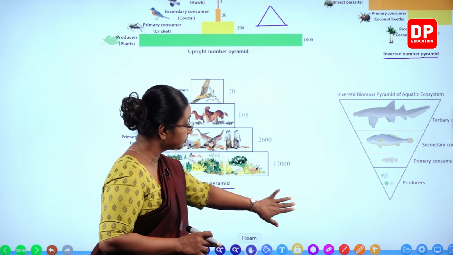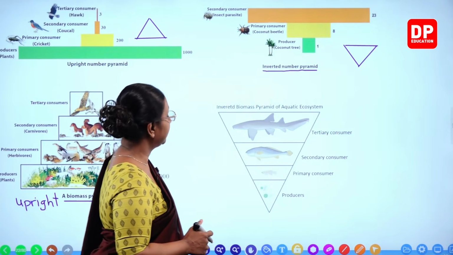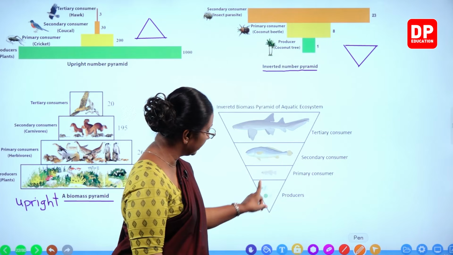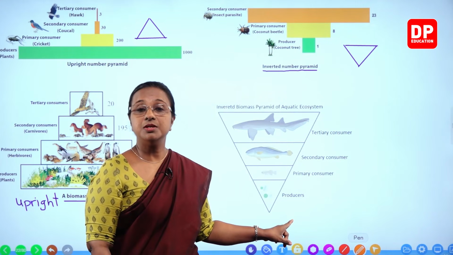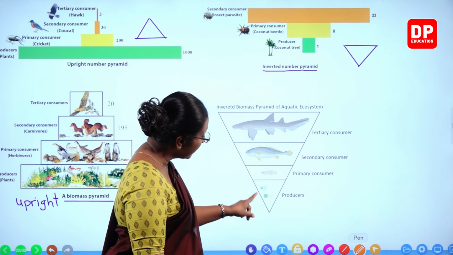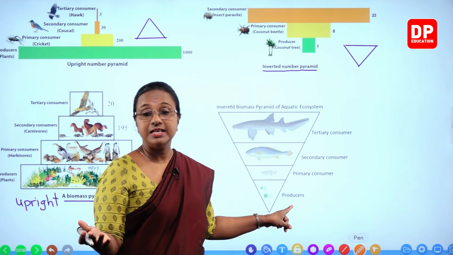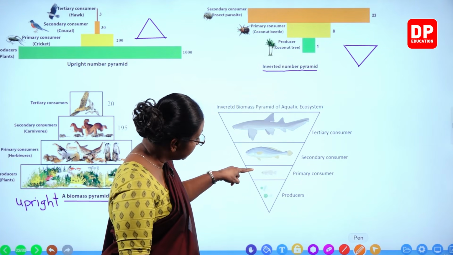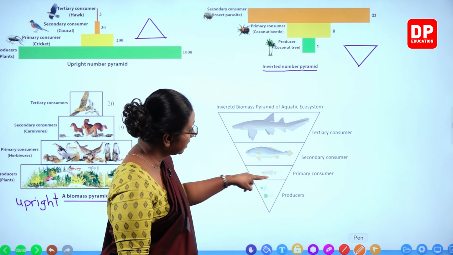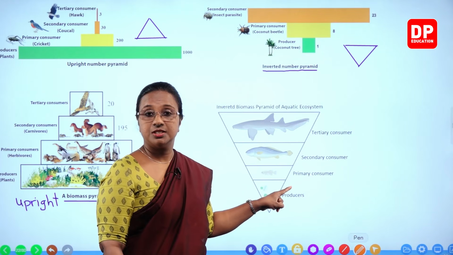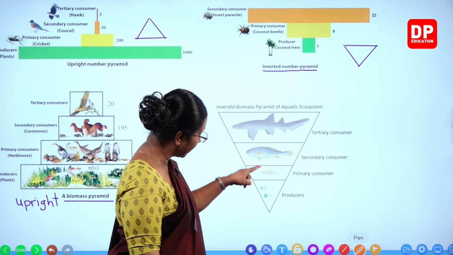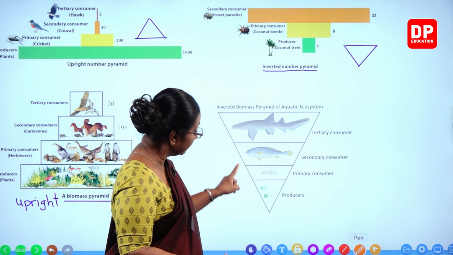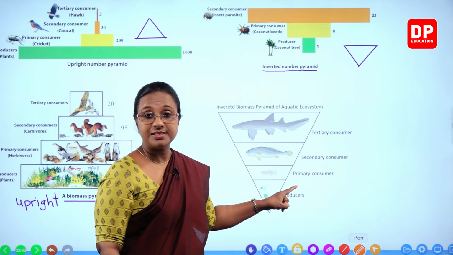But in an aquatic ecosystem, an aquatic environment, here you can see usually the planktons are the producers. Their biomass is less. Even though they are in high number, their biomass is less. Compare that with the primary consumer, a small fish. Small fish is larger in size, so the biomass is greater. Then primary consumer, the biomass is higher.